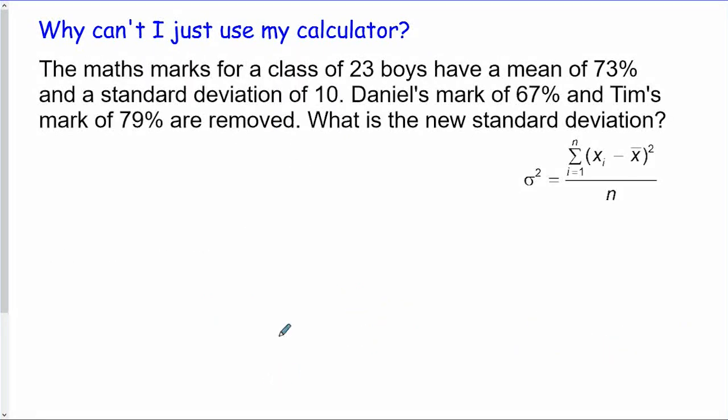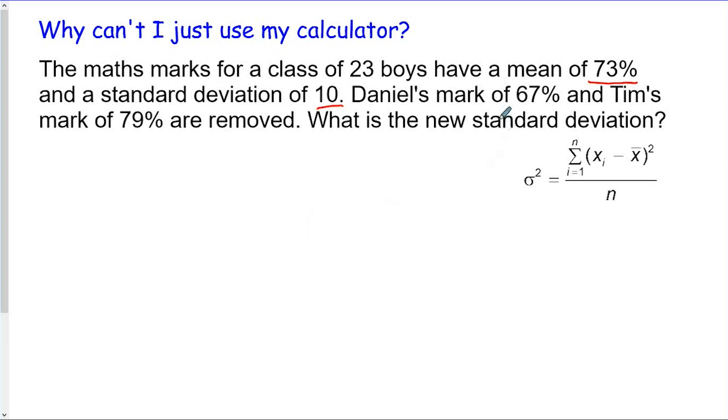So here are the maths marks for a class of 23 boys, and they have a mean of 73% and a standard deviation of 10. Daniel's mark of 67% and Tim's mark of 79% are removed. What will the new standard deviation be? Now, one's got to think a little bit about this, because obviously if marks are removed, the mean might change.